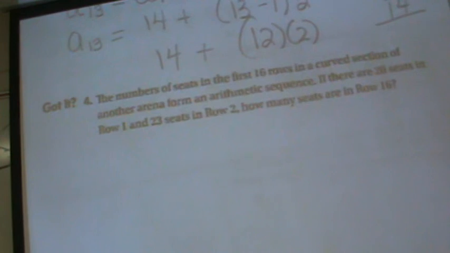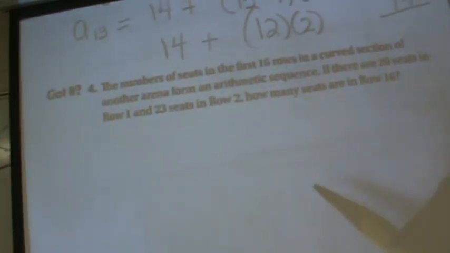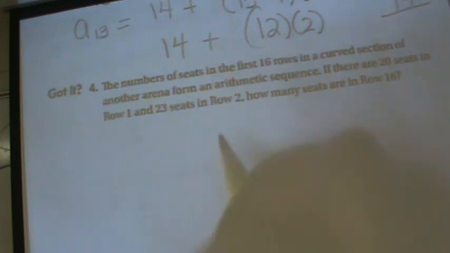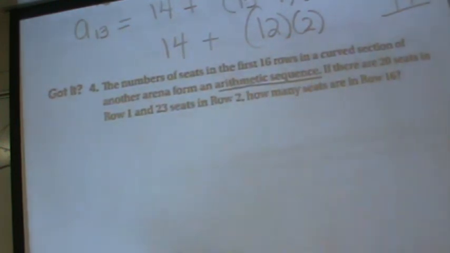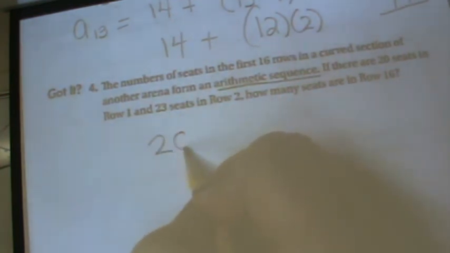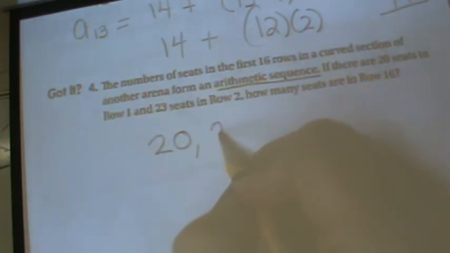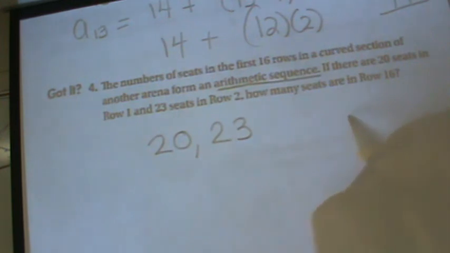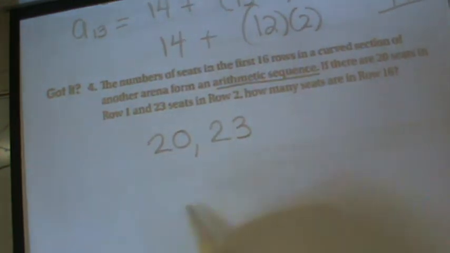And if you show me how to do number 4, I'll be happy. The number of seats in the first 16 rows in a curved section of another arena form an arithmetic sequence. It's important to know that. There's 20 seats in row 1. How many are in row 2? 23. So how many are in row 16? 65. How'd you get that?